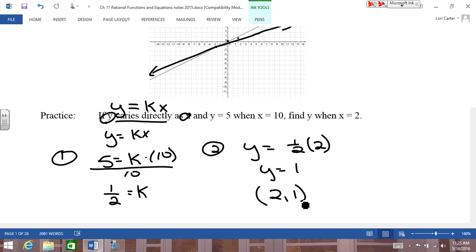How are we doing? Where do you get that? How'd you get the 1? How do you get one half times 2? What's half of 2? Oh. So the first number, do you just plug it in? What do you think?